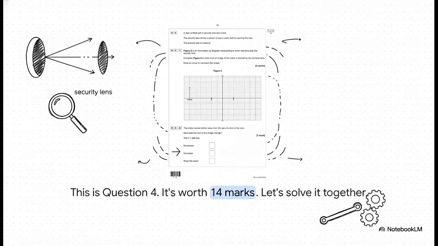This single question is like a mini test all on its own, covering optics, electromagnetism, and mechanics. We're not just going to find the answers, we're going to really understand the physics behind them. And more importantly, we'll see exactly how to lay out our answers to make sure we get every single mark.